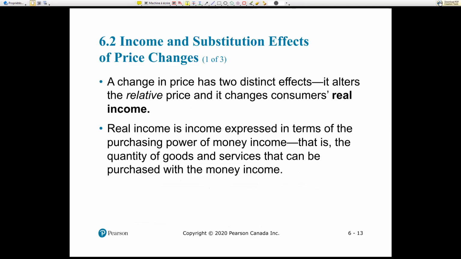Okay, income and substitution effects. So change in price has two distinct effects, and this is where we're going to be discussing more in detail the ordinary goods and other non-ordinary goods, because there are two things going on when the price changes. There's the fact that the relative price changes, and there's the fact that there's a change in consumers' real income. Why is that the case?